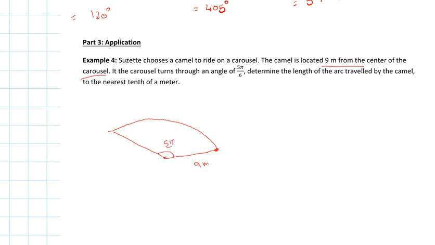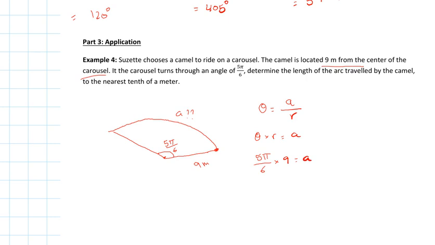So we know that from the previous pages, theta is equal to the arc length over the radius. In this case, I'm looking for the arc length, so that would be theta times the radius equals the arc length. So that's going to be 5 pi over 6 times 9 equals the arc length. If I'm finding the arc length to the nearest tenth of a meter, you actually use the actual pi button, 5 times pi divided by 6 times 9, and that's going to give you 23.6, and that's going to be in meters. All right.